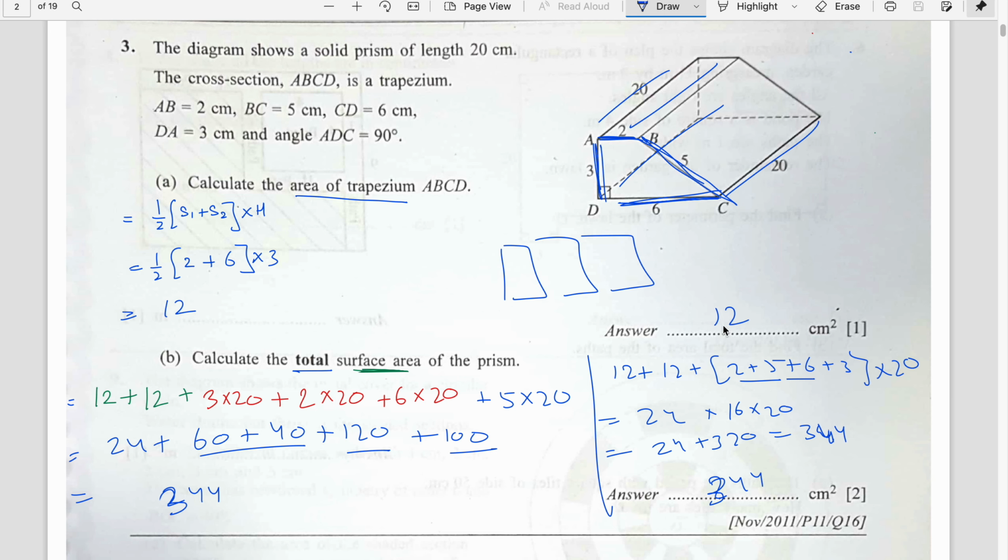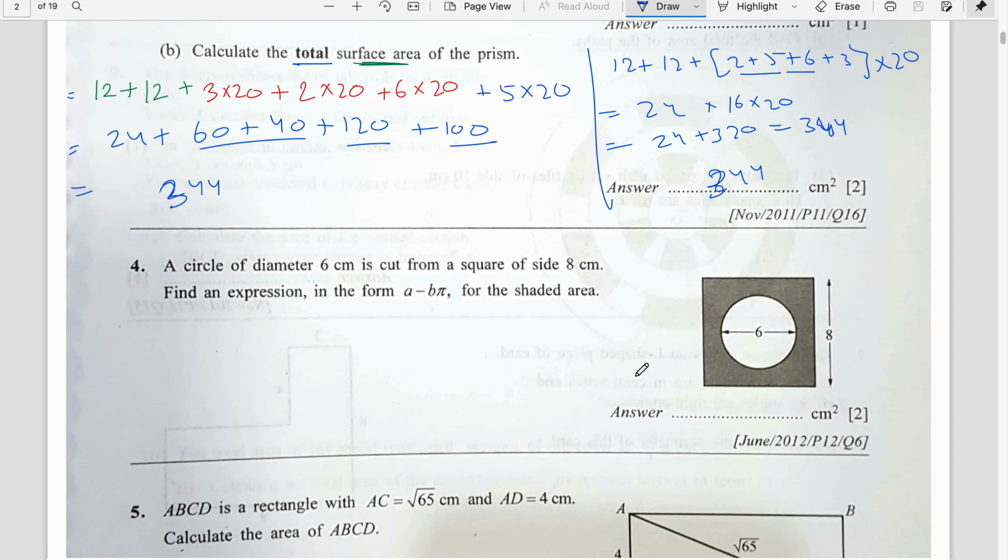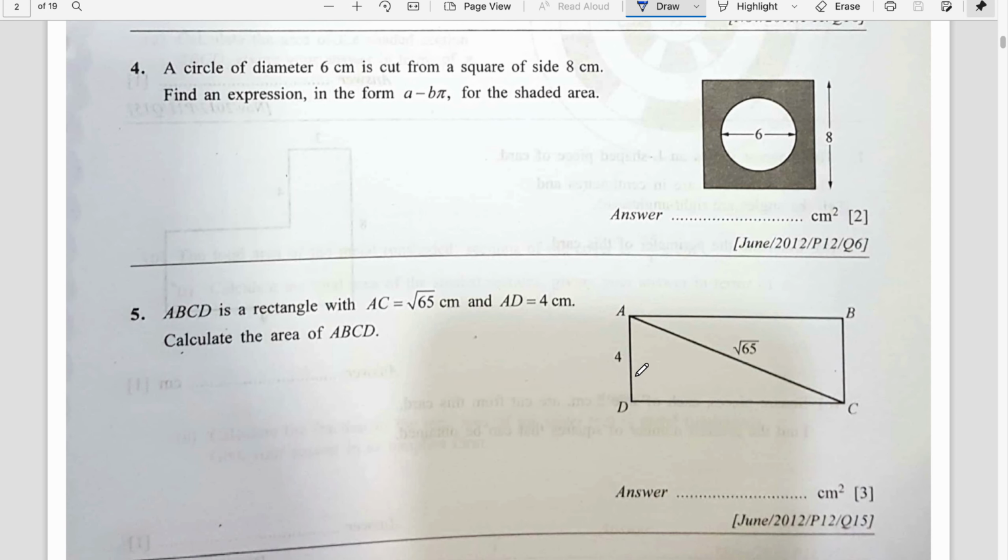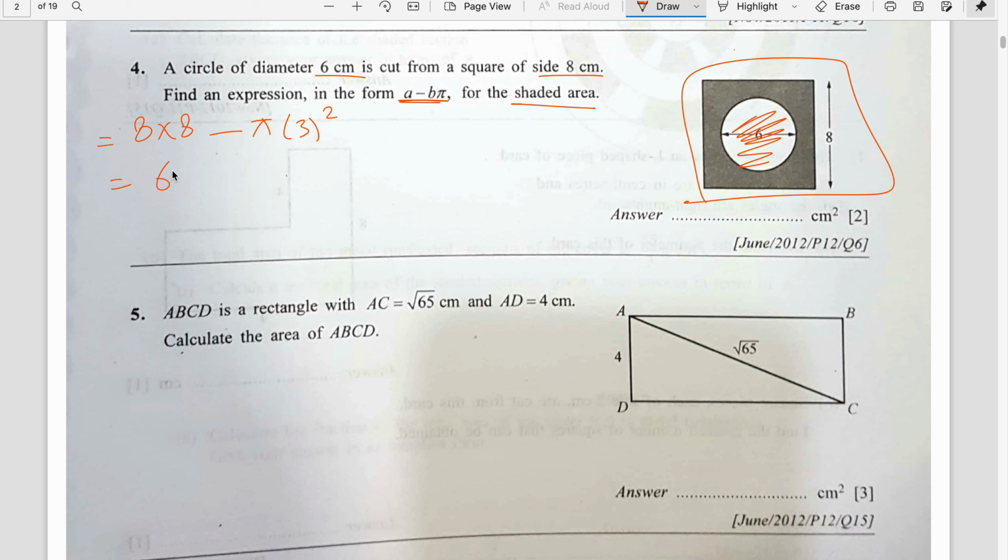Basic idea is just the simple shapes. You will always have composite shapes in the exam. Understand the shape and use the basic formula. A circle of diameter 6 cm is cut from a square of side 8 cm. Find the expression in terms of a minus b pi for the shaded area. So this complete area is a square, 8 times 8, minus this white part, which is pi r square. So 64 minus 9 pi.